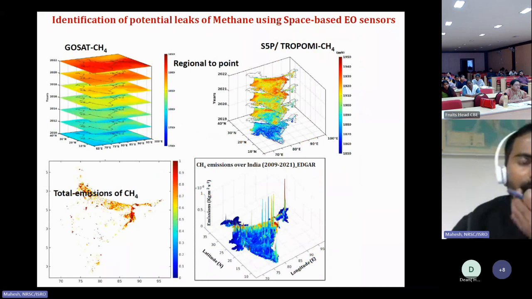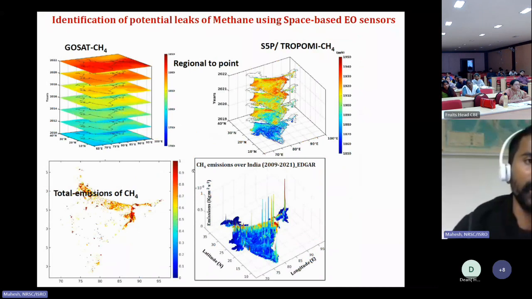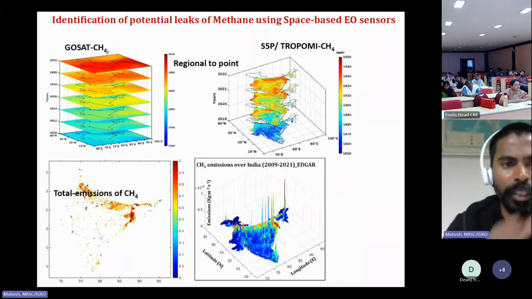And this is one very interesting thing I want to tell you: the identification of potential leaks of methane.